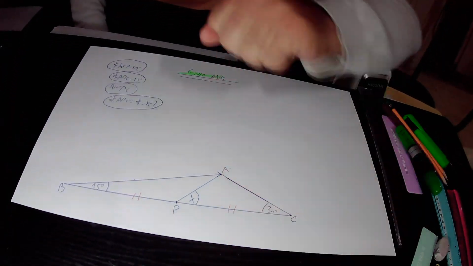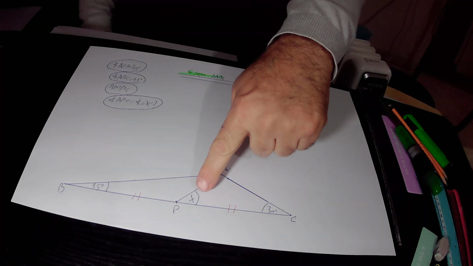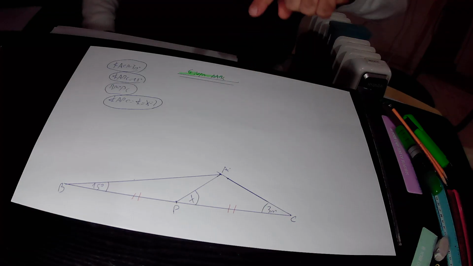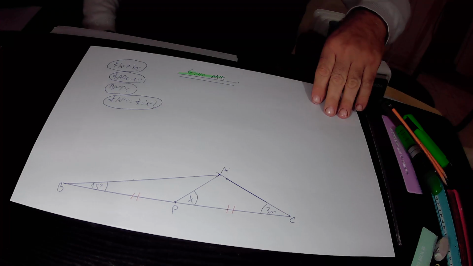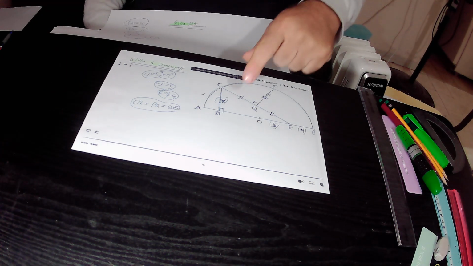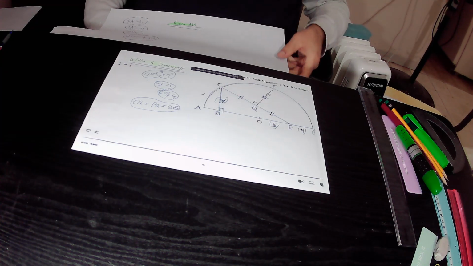Now in this lecture I will answer two questions. In the first question, we find out the size of this angle APC equals x, so we have to find the value of this angle x. In the second question, we find out the length of line CD equals x, so we have to find the length of line x equals CD.